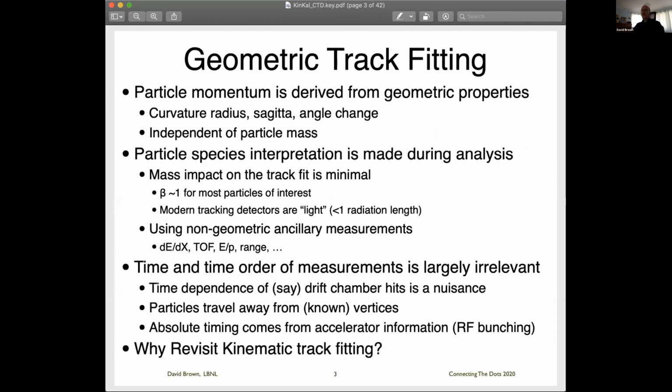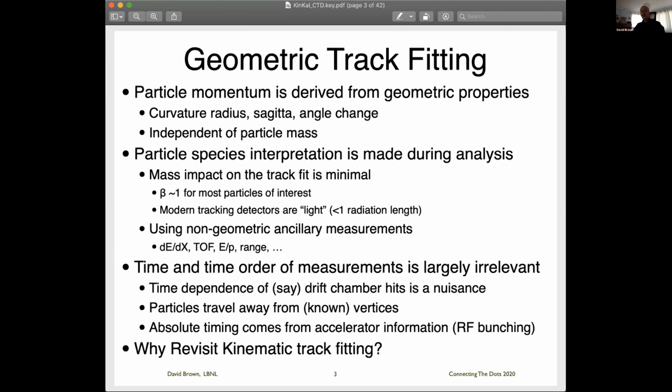But what's happened in the meantime, of course, is the rise of the hegemony of geometric track fitting, where you focus on the fact that with the magnetic spectrometer, you can extract the momentum directly from geometric properties independent of particle mass. And the species interpretation, if that's important to your physics, which it often isn't, is done during an analysis phase. And for most of the high energy physics done today, especially the LHC, the impact of a mass assignment is minimal. The relativistic beta for the particles of interest is very close to 1, and the detectors are light, so the material effects are small.